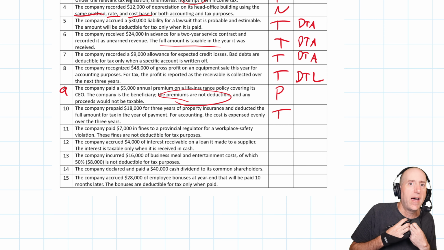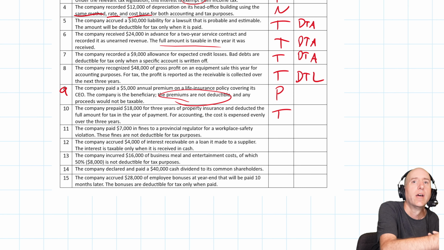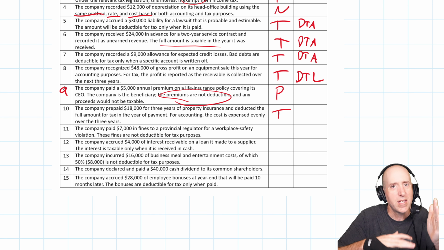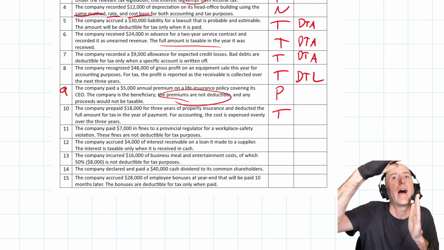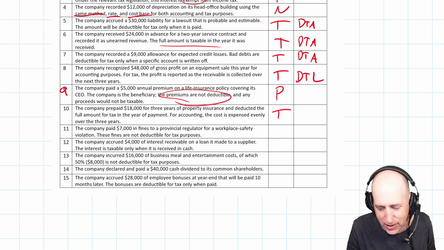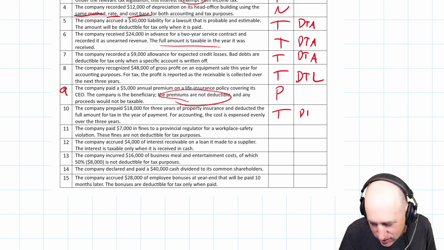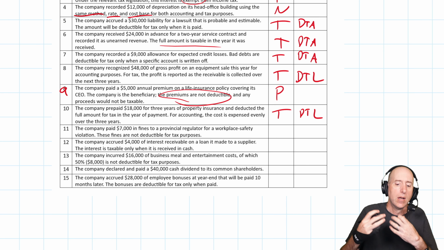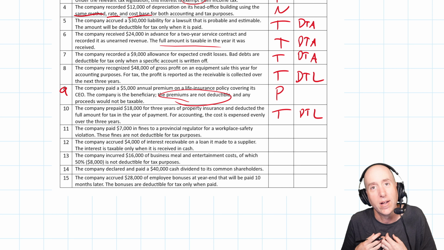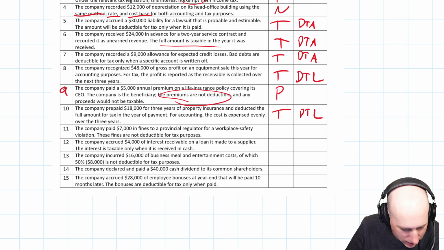I'm deducting it all now. In the future, when I deduct it for accounting, I'm going to be mismatched because my tax is going to be higher than the accounting income would indicate. This is a deferred tax liability. We're taking the deduction now, and therefore in the future, we're not taking the deduction.